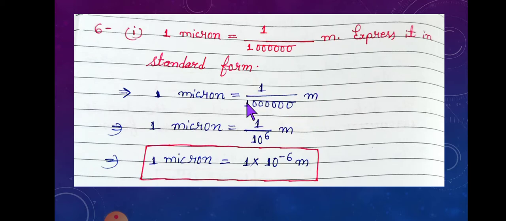Standard form means m multiplied by 10 power n, and m value is 1 to 9. So first of all we will convert this fraction into power form, exponent form. Because there are 6 zeros, we will write 10 power 6. By the negative exponent law we will shift this 10 power 6 into the numerator, so it becomes a negative power. So 1 micron is equal to 1 multiplied by 10 power minus 6 meter. Let's see the next question.